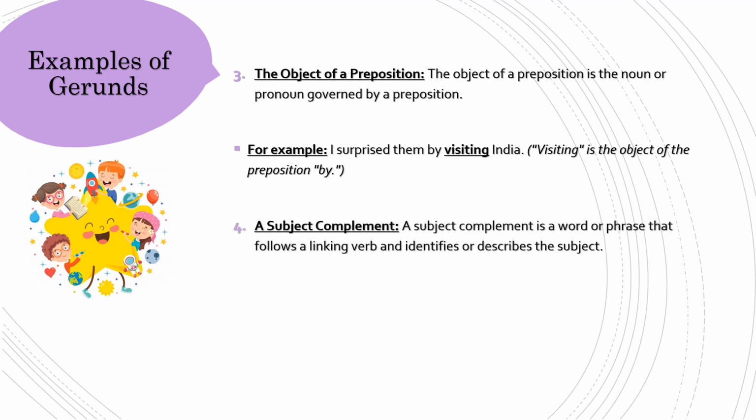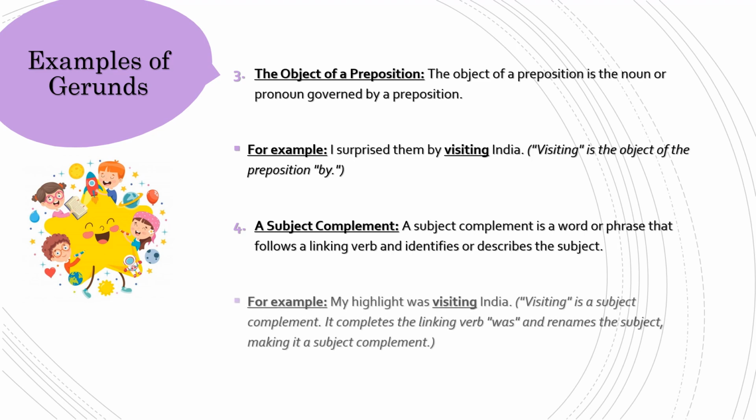A subject complement. A subject complement is a word or phrase that follows a linking verb and identifies or describes the subject. For example, my highlight was visiting India. Visiting is a subject complement. It completes the linking verb, was, and renames the subject, making it a subject complement.